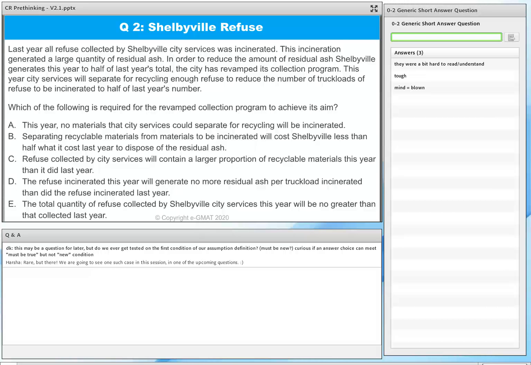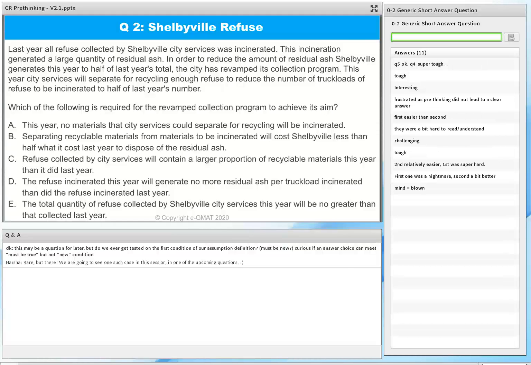Yes, they were harder, definitely harder. Yes, absolutely. Q5 was okay, Q4 was super tough, absolutely.